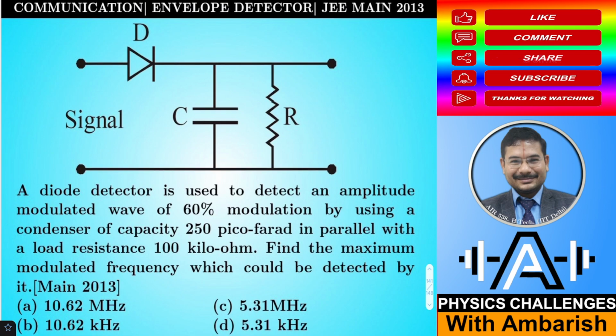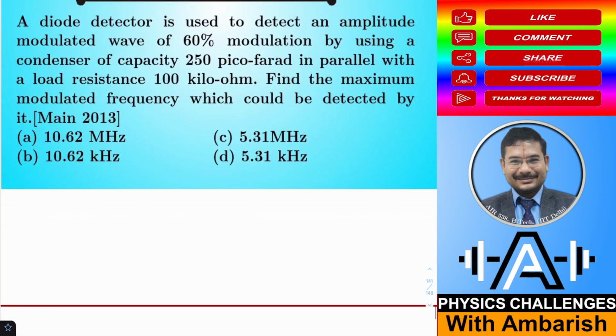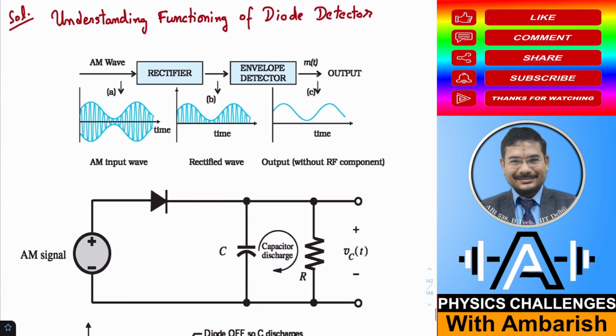Most of you must not have studied the requisite theory, and some solutions going around on the internet are not correct, not based on a sound understanding of things. So let me present you the working and then the entire explanation. So how does a diode detector work?